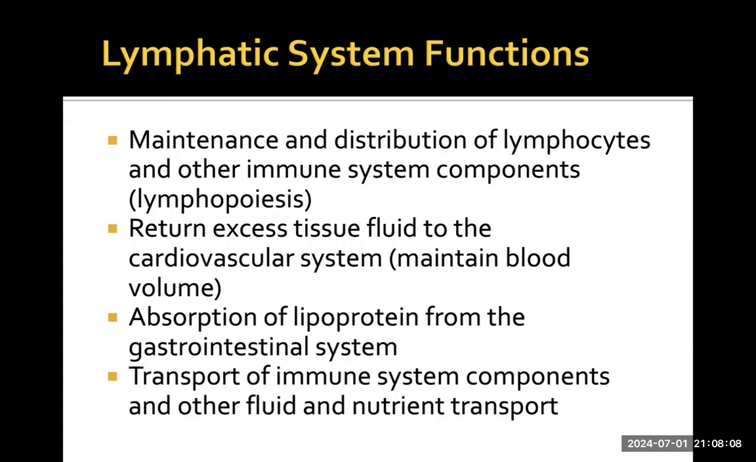Also, returning excess tissue fluid to the cardiovascular system. And that's going to help maintain your blood volume in your body. Next is absorption of lipoproteins from the GI tract. The reason why your lymph is going to absorb the lipoproteins is because these are very large and they can't go through blood. So lymph vessels are going to be a little bit larger. So that's how these lipoproteins get transported. And then lastly, you have transport of immune system components like the white blood cells, and then other fluid and nutrient transport.